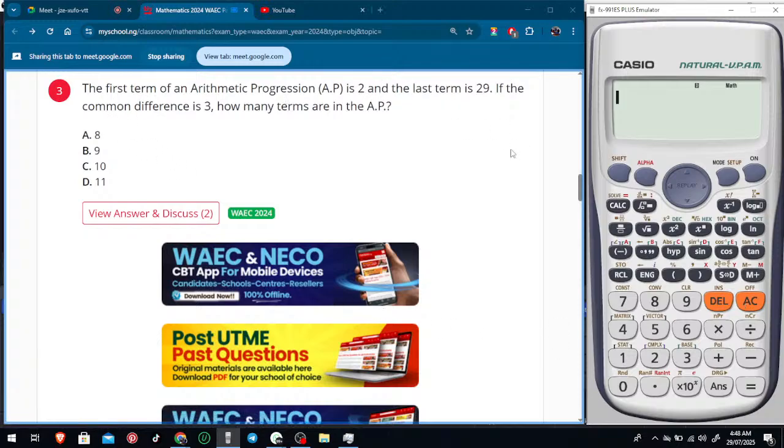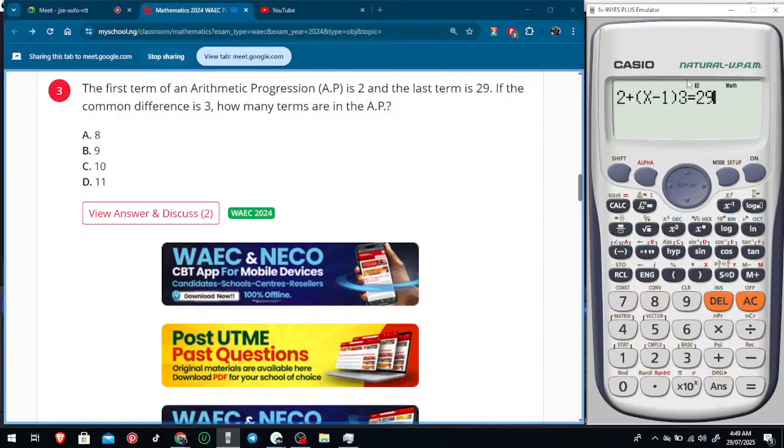So you see, the first term of an AP is 2. Now what's the formula for AP? Un equals a plus n minus 1 d. So we have a plus n minus 1, so x minus 1, d. What is the d? Common difference, d is 3. Now they say the last term is 29. Find out how many terms has the AP.